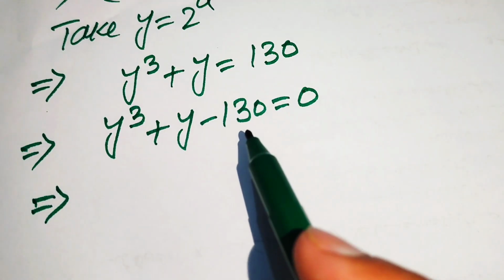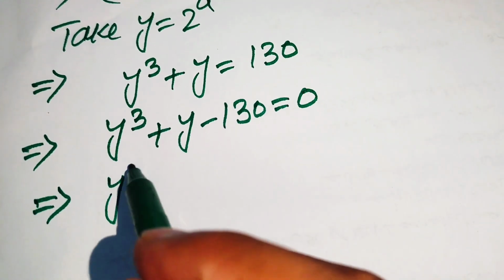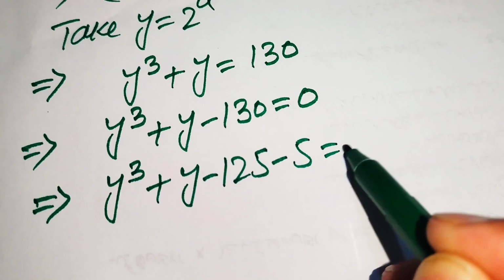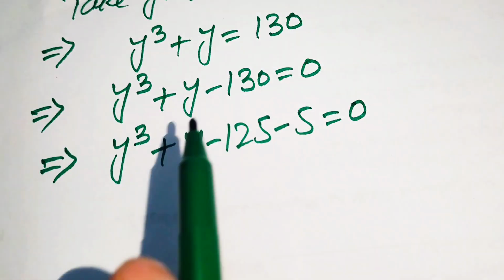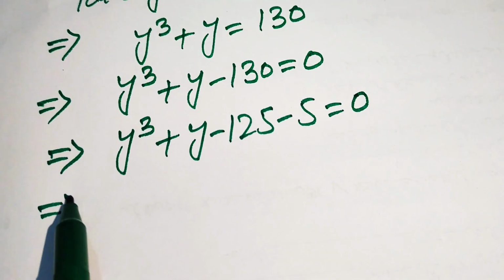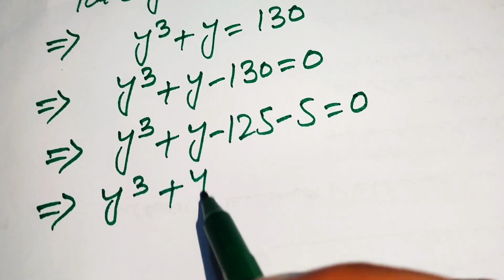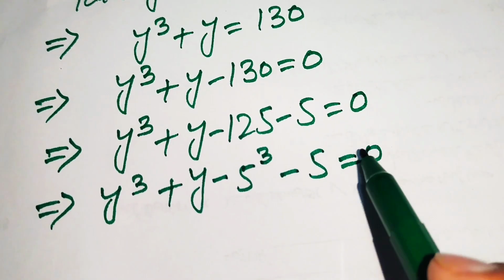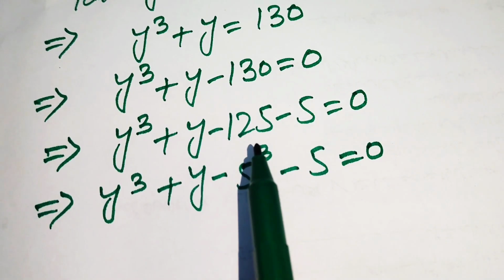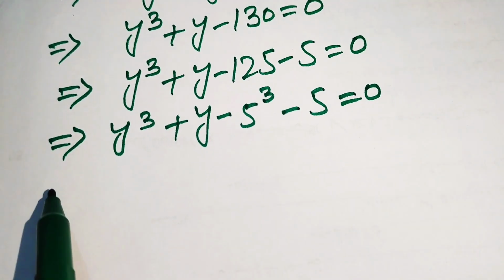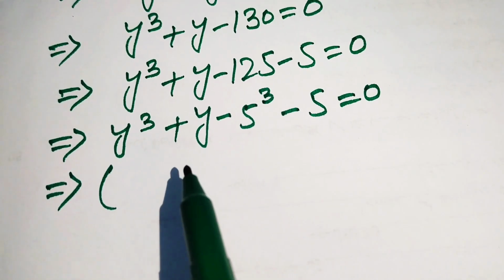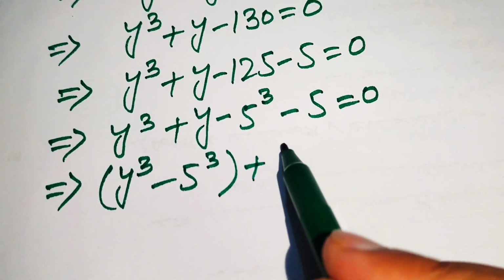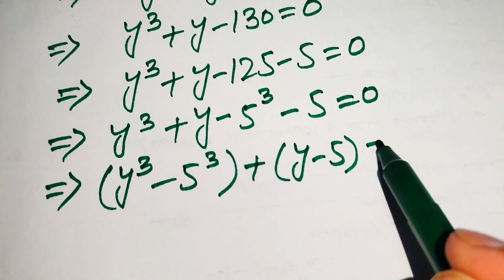So here we focus on this minus 130 and we break this minus 130 in this form: y cubed plus y minus 125 minus 5 equals 0. Now we rewrite this equation as y cubed plus y minus 5 cubed minus 5 equals 0. We know that 5 cubed equals 125. And now in the next step we just combine the cubic terms and the other terms. So we have y cubed minus 5 cubed, plus the other terms y minus 5 equals 0.